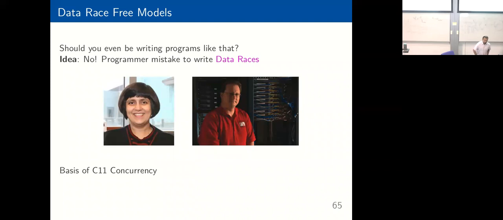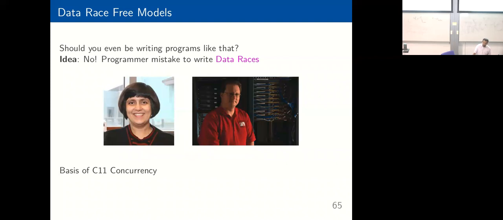Should you even be writing programs like that? So these people, Sarita Adve and Hans Boehm, will tell you that you're a bad person for writing programs like that, because it looks like you're writing racy programs. Programmers should not really be writing races. That's not a good thing to do. And this idea is kind of at the basis of C11 concurrency, which I hope to present to you in the short time I have left in this lecture.